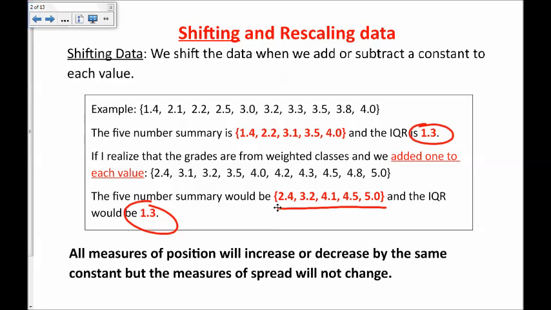Okay? In general, whenever you shift data, the measures of position will shift with that constant, but the measures of spread will not change. Okay, this is also true for the mean and the standard deviation. So the mean would be 1 number higher, but the standard deviation would not change.